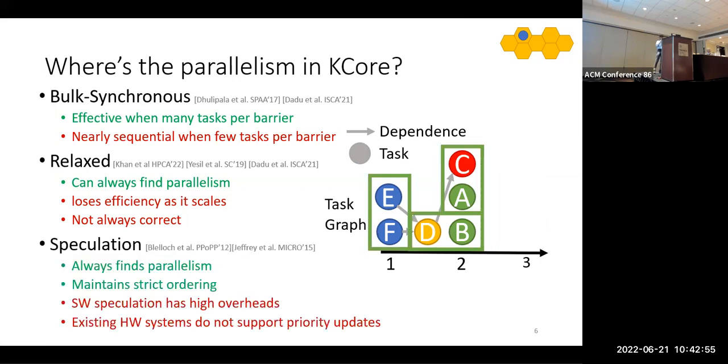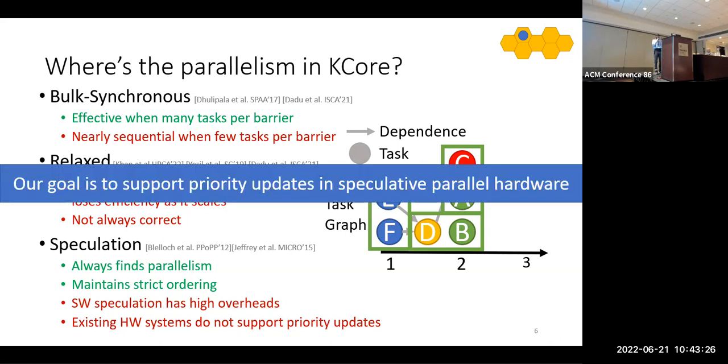And finally, there's speculation. Speculation techniques allow tasks to execute in any order, like relaxation. However, we monitor their dependencies and detect violations in order to abort misspeculating tasks. Doing this allows us to always find parallelism while maintaining the strict ordering that algorithms like K-core require. However, software speculative techniques have high overheads, and hardware techniques currently lack the ability to understand priority updates. Our goal in this work is to support an updatable priority queue in speculative hardware.